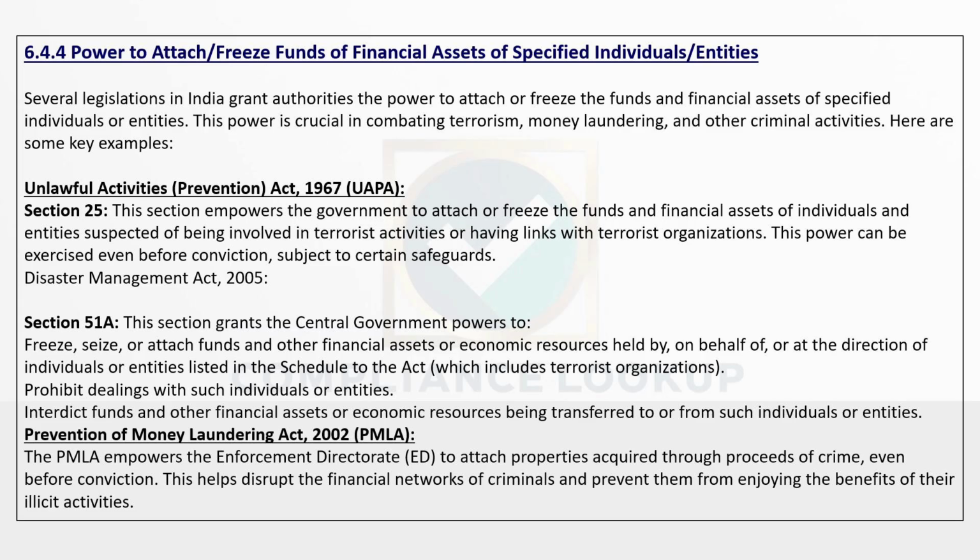Conclusion. In summary, India has strong legal provisions that allow the freezing or attachment of funds linked to terrorism, money laundering, and other criminal activities. Laws like the UAPA, the Disaster Management Act, and the PMLA give authorities the necessary tools to disrupt criminal operations by cutting off their access to funds. This helps prevent further crimes and ensures that criminals and terrorists cannot profit from their illegal activities.